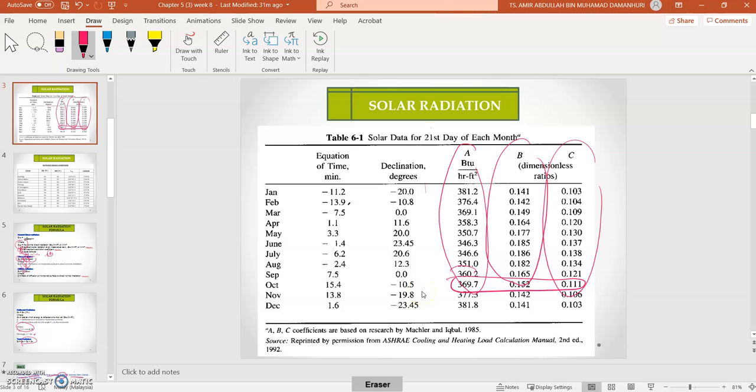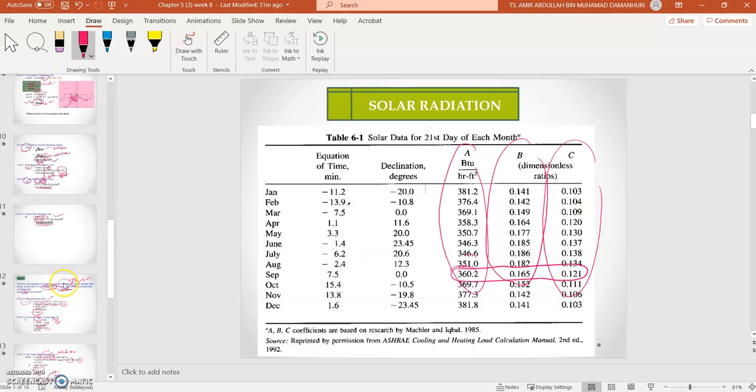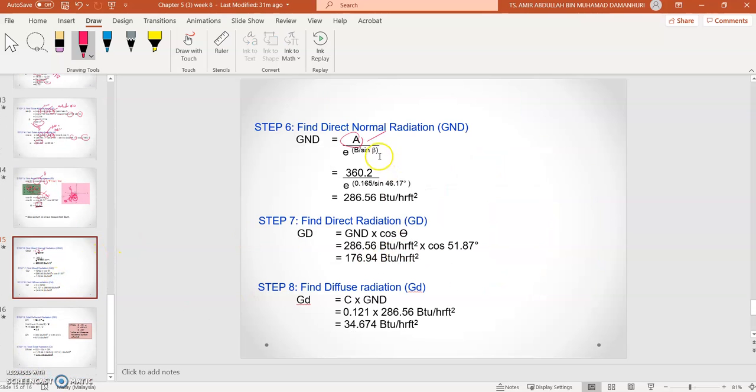Wait a minute, right. So this is the month of September, 360. So this is the value of A, B, C: 360.2, 0.165, 0.121. Right. So the value of A is 360.2 here. Exponent value, this is the B value, 0.165, and then the sine beta is from the previous calculation. So you get the answer of GND here.